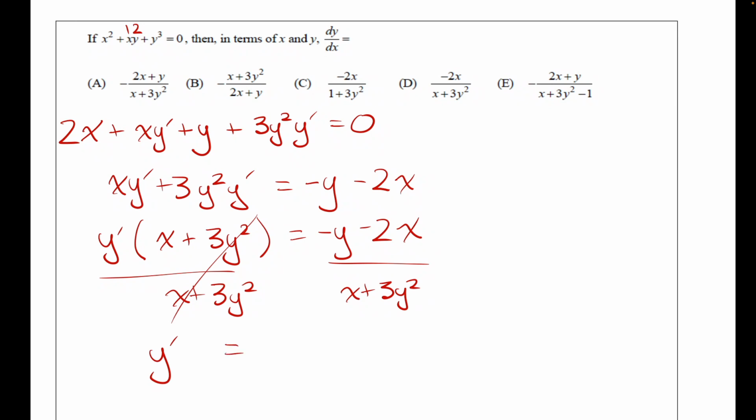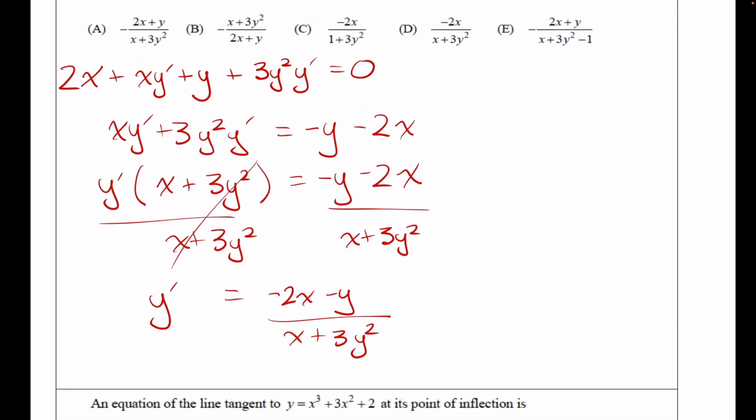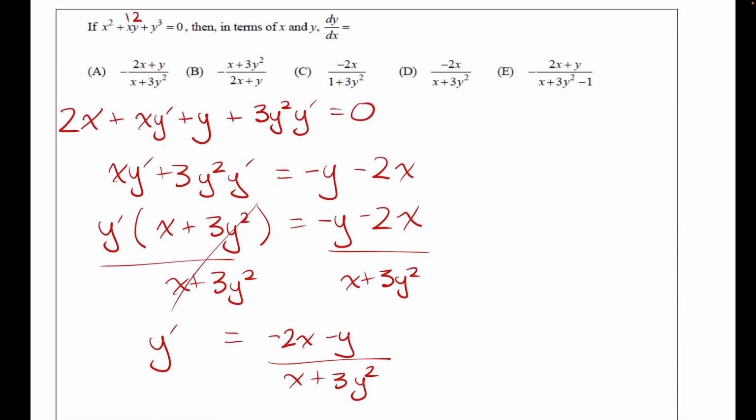And I think I'm looking at a lot of these answers, they put the x first. So I'm going to go ahead and put the x first as well. I'm going to say this is negative 2x minus y all over x plus 3y squared. That doesn't look like some of those. It looks very similar to this one. Kind of similar to that one, but there's no 1 down there. So I think the answer is this one.